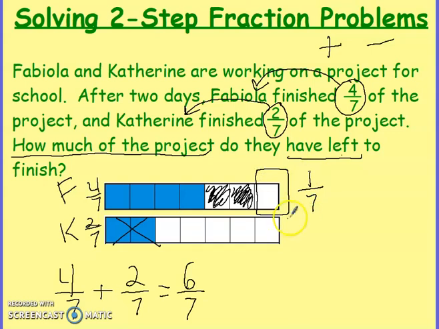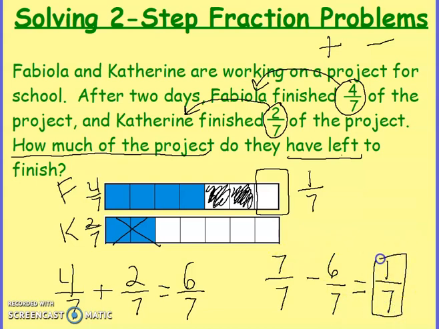So what would that equation look like? Well, we would start with the whole thing. With subtraction, guys, you need to remember a lot of times you're starting with that whole. The whole in this case would be 7/7. It's however many pieces there are above itself. So 7/7 minus the 6/7 that they have finished equals 7 minus 6 is 1/7 of the project is what they have left.